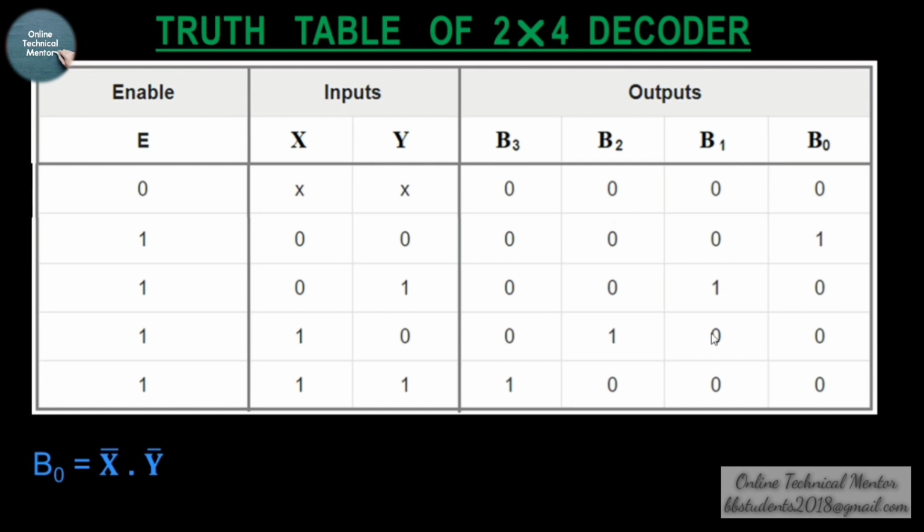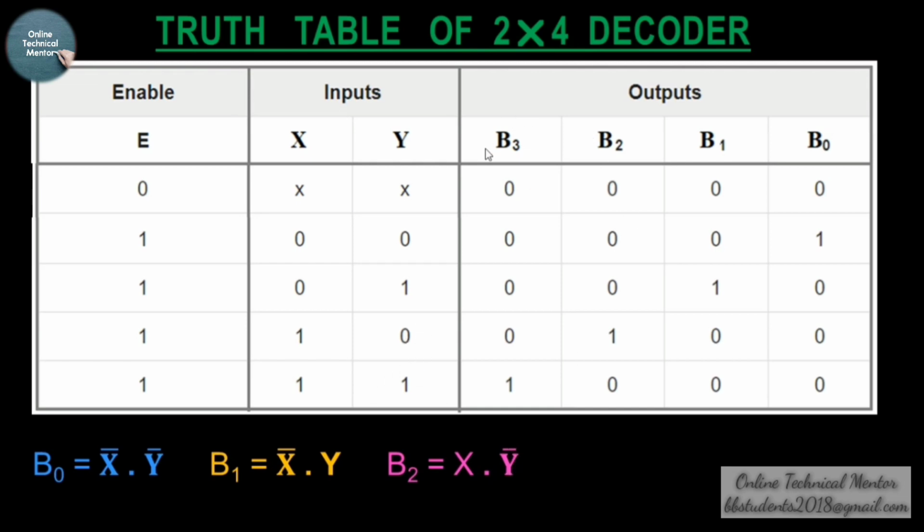Now for the B1 output, B1 is high when X is 0 and Y is 1. So it can be written as B1 equal to X bar dot Y. Since X is in the low state, so X bar, and Y is in the high state, so you can write just simply Y. Next, B2 is high when X is 1 and Y is 0. X is 1 means you have to write like this: B2 equal to, just simply write down the X, and since Y is 0, write Y bar.